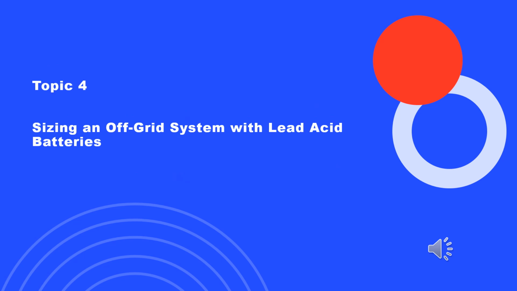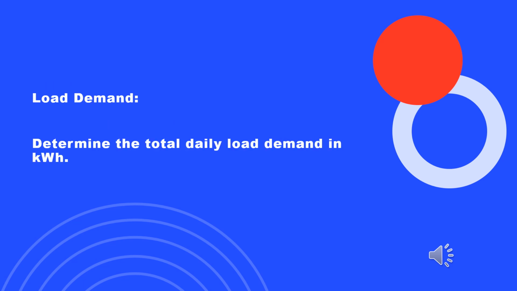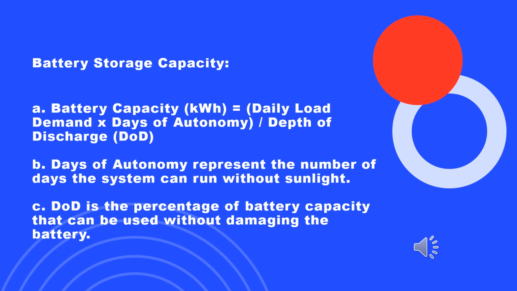Topic 4. Sizing an off-grid system with lead-acid batteries. Load demand. Determine the total daily load demand in kilowatt hours. Battery storage capacity. Battery capacity in kilowatt hours equals daily load demand multiplied by days of autonomy divided by depth of discharge. Days of autonomy represent the number of days the system can run without sunlight. Depth of discharge is the percentage of a battery capacity that can be used without damaging the battery.